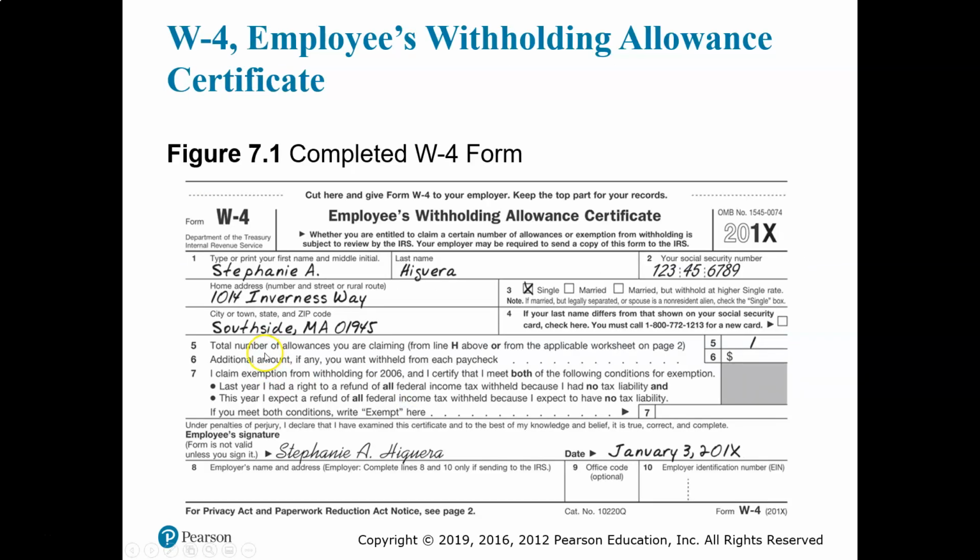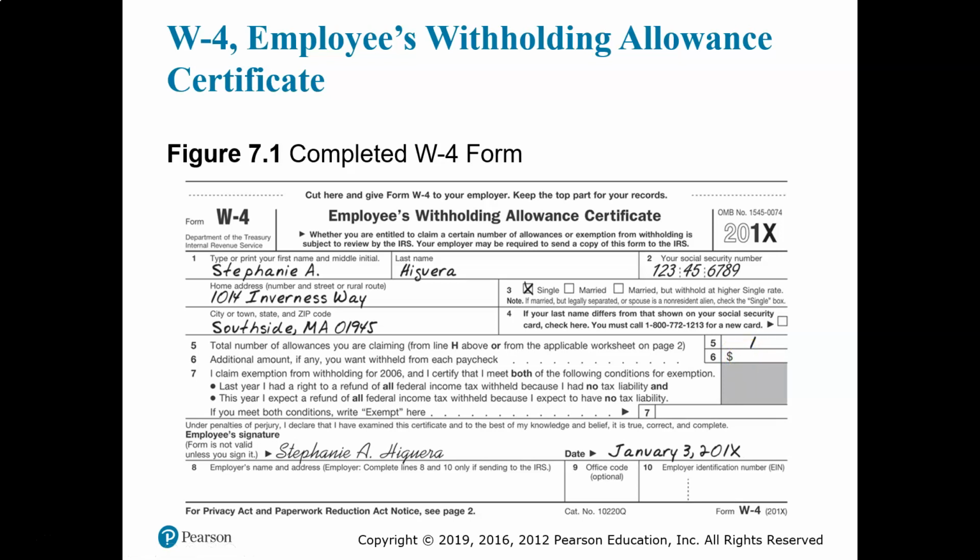Okay, so you put in your information, your social security number, so important. If you're married, single, etc. Your number of allowances. If you tend to pay a lot of money at the end of the year, when you figure out your taxes, sometimes you might want additional taxes withheld. Usually if you're married or you have a second job.